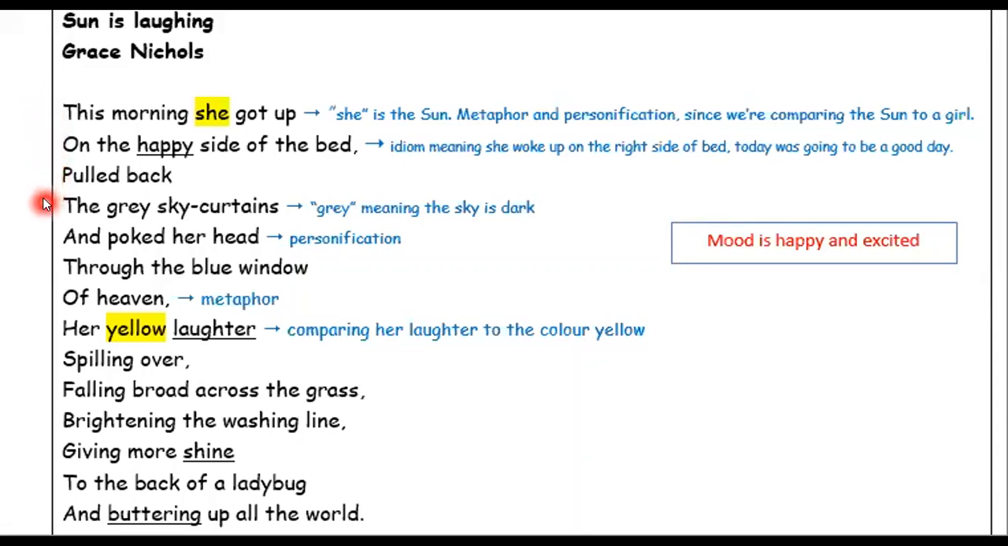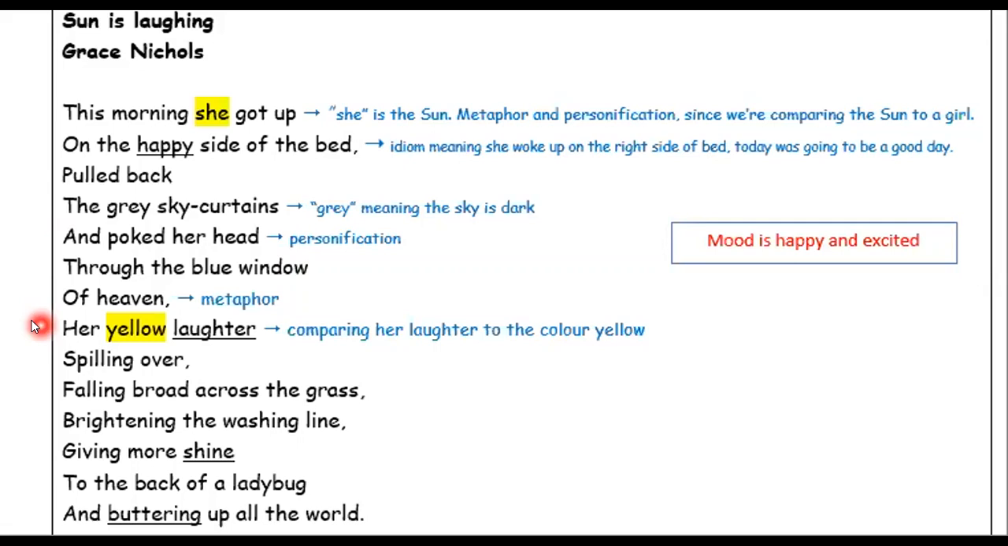So the sun pulls back the gray sky curtains. And here it's a metaphor because we're comparing the gray sky, the curtains, to be basically the night. And poked her head through the blue window of heaven. The blue window of heaven is just comparing the sky to heaven. Her yellow laughter spilling over, falling broad across the grass.